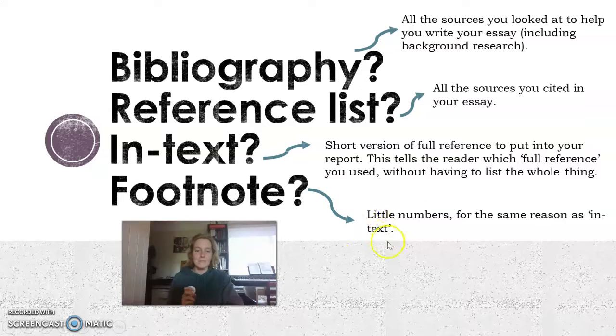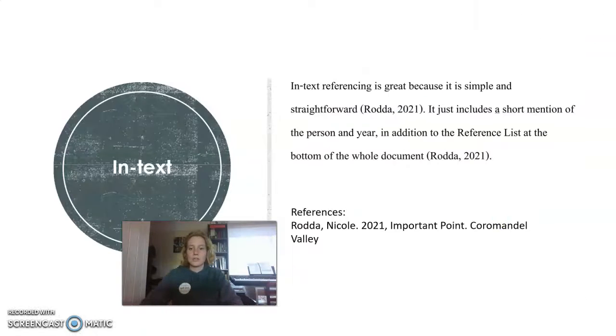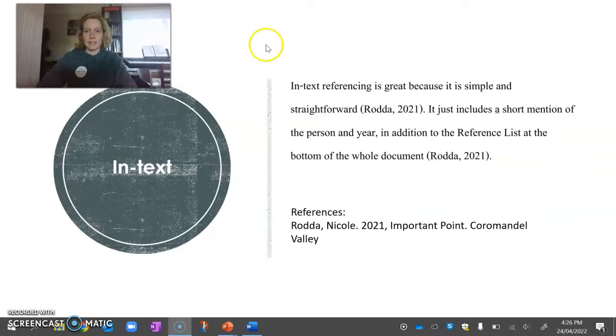The footnote is little numbers for the same reason as in-text. It tells the reader which full reference you used without having to list the whole thing. So in the middle of your research report, you don't have a massive reference or a massive URL or web address right in the middle of the text. You just have a small little bit, and then if you want to have a look at what the actual URL is, you scroll down to the bottom and check it. Same with footnoting, you can look at the little number and the bottom of the page, you can check it. So here are our examples.